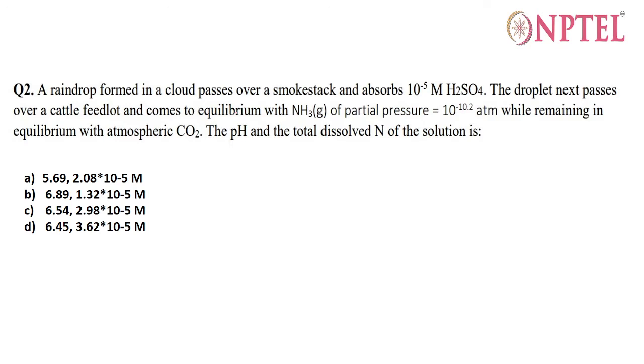A raindrop formed in the cloud passes over a smokestack and absorbs 10 to the power minus 5 molar H2SO4. And then the droplet next passes over a cattle feedlot and comes to equilibrium with NH3 of partial pressure 10 to the power minus 10.2 atm, while remaining in equilibrium with atmospheric carbon dioxide. Now you have to find out the pH and total dissolved nitrogen of the solution.